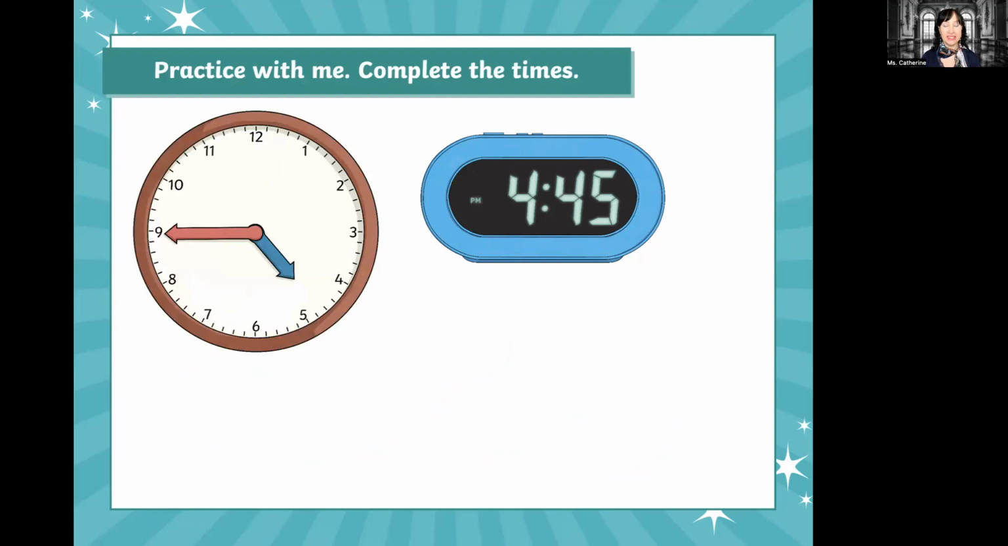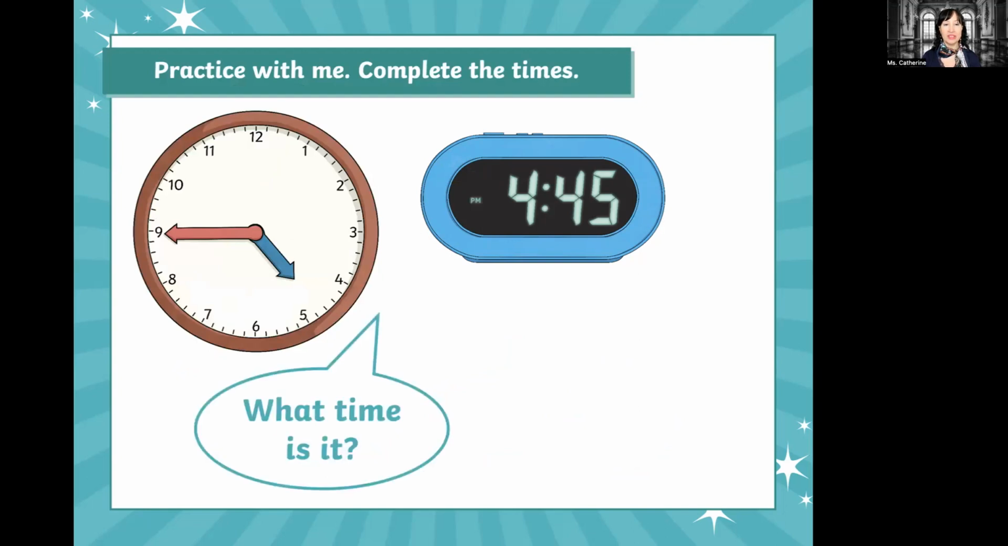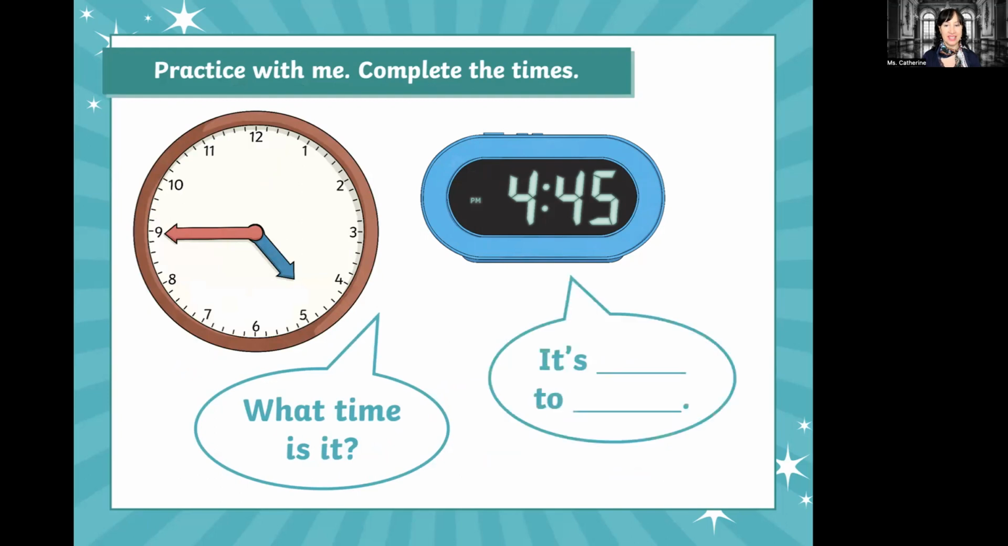Practice with me. Let's complete the times. What time is it? Now look at the blanks. It's blank to blank. It's 4:45. That means it's 15 minutes until it's 5 o'clock. Okay, 4:45 means 15 minutes left in the hour. So it would be 4:45. Good job.